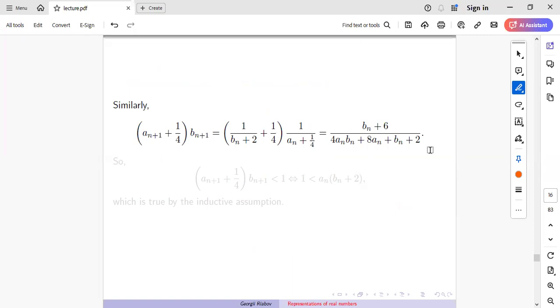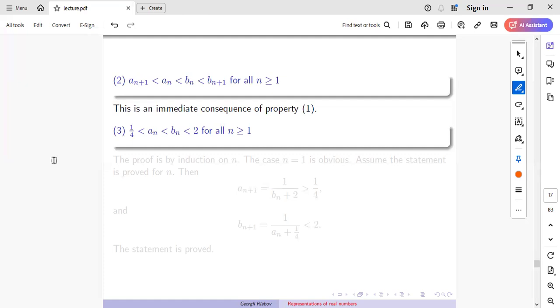And this is less than 1 if and only if An times Bn plus 2 is bigger than 1, which can be shown by simple computation. Again, you will see that Bn will cancel. 6 minus 2 will give 4, 4 will cancel, and we will get exactly this condition. Okay, as I said, the consequence is that An is decreasing and Bn is increasing.